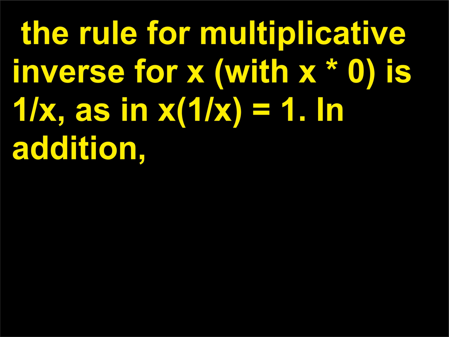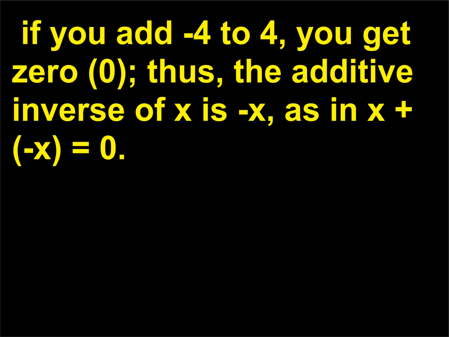In addition, if you add -4 to 4, you get 0. Thus, the additive inverse of x is -x, as in x plus -x equals 0.